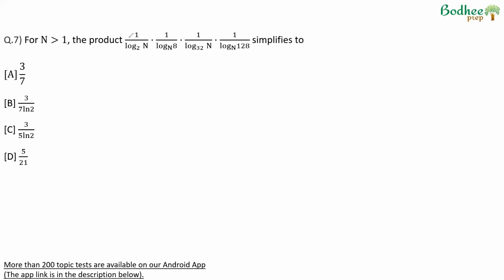N is greater than 1, we have to find the product of 1 upon log of n to the base 2, plus 1 upon log of n to the base n, into 1 upon log of n to the base 32, plus 1 upon log of 120 to the base n. Simplify this. This is written as 1 upon log n upon log 2, plus 1 upon log 8 upon log n. Writing this will take time. Once you realize what step we are following, visualizing it is a lot easier.